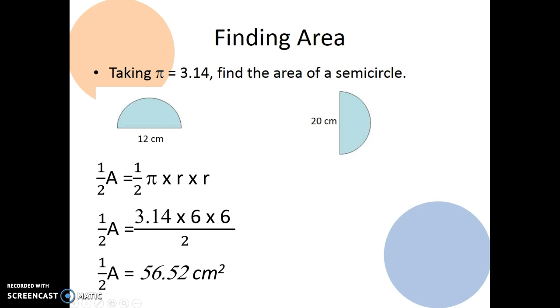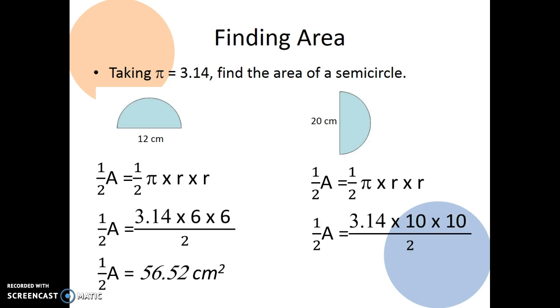Okay, let's do the one on the right there. So we have 1/2 area equals half pi times r times r. Our radius is going to be 10, not 20. So let's make sure we choose the right radius. 3.14 times 10 times 10, all divided by 2 or times 1/2. It's the same thing. And we're going to end up with an area of 157 centimeters squared.